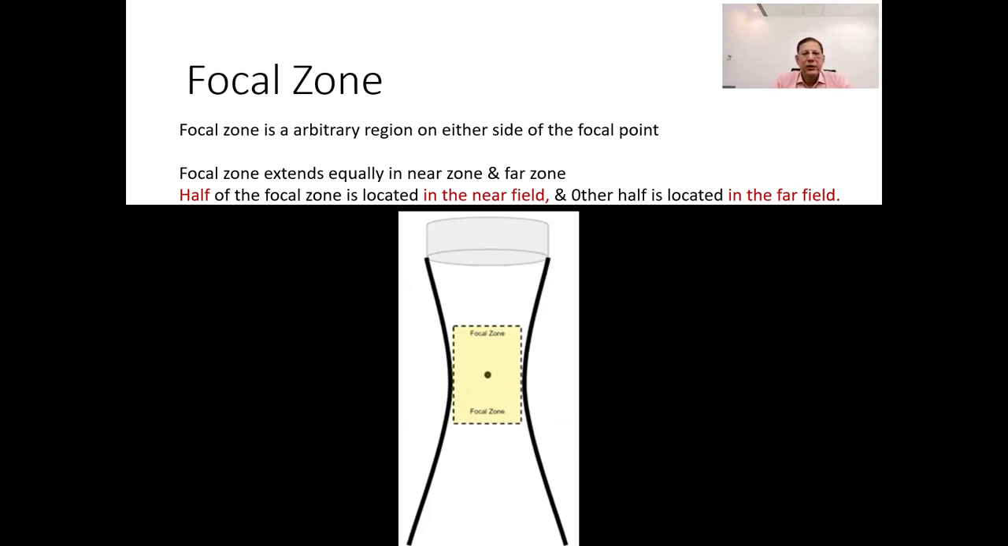Focal zone extends equally in the near zone and far zone. Half of the focal zone is located in the near field, and the other half is located in the far field. For example, if the whole focal zone is 4 centimeters, it is 2 centimeters in the near zone and 2 centimeters in the far zone.